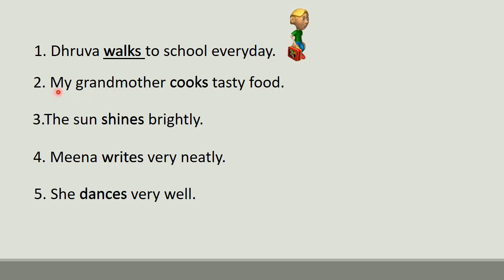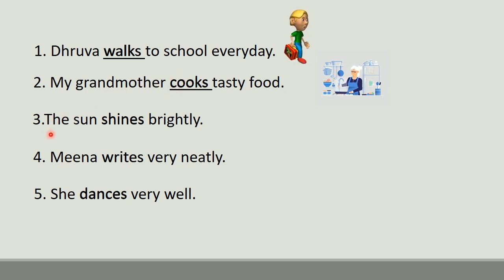The next sentence: My grandmother cooks tasty food. Who are we talking about, children, in this sentence? Grandmother. Grandmother is a noun. So the noun is doing something. What is she doing? Cooks. So cooks becomes the action word or the verb. And that's Grandma cooking. She is doing something. You cannot say food is a verb or tasty is a verb. No, because they're not doing anything. The word cooks tells you that the grandmother is doing something.